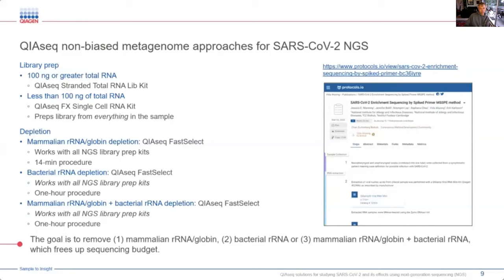And so here what we're showing is an example where you would actually use both the mammalian ribosomal RNA and globin depletion in combination with our bacterial ribosomal RNA. And the combination of this will allow you to knock down the host and the bacterial ribosomal RNA, especially if you have samples or swabs or areas of the body where you know that there is a considerable microbiome content.